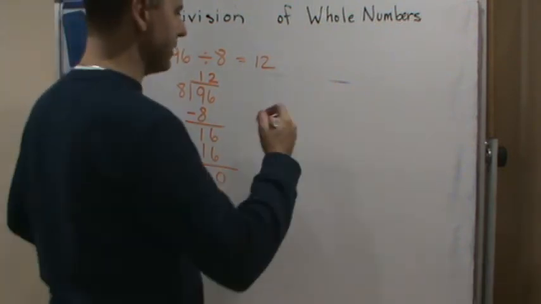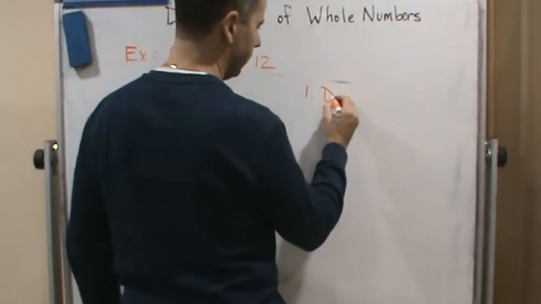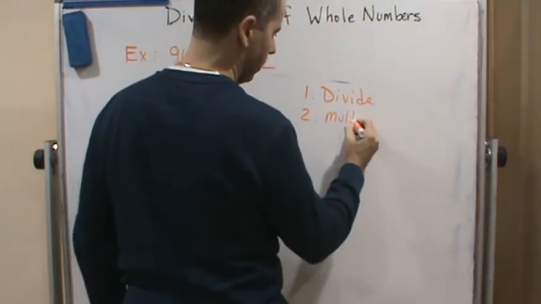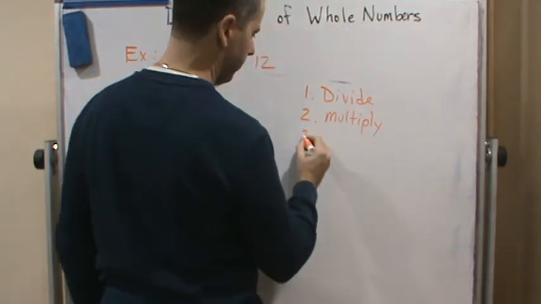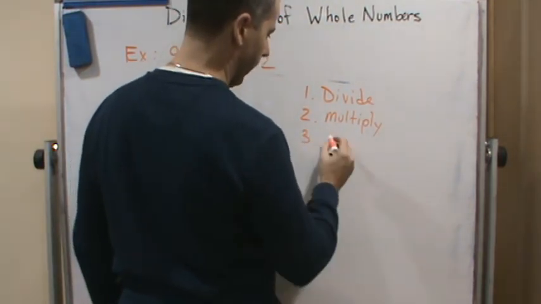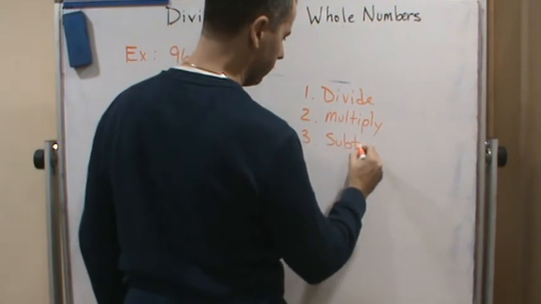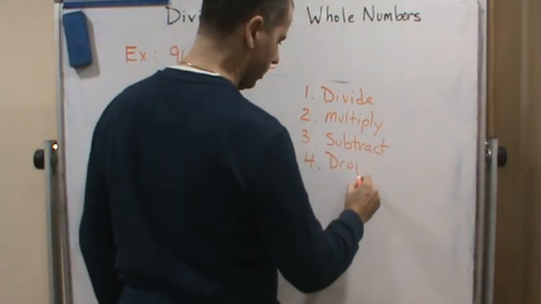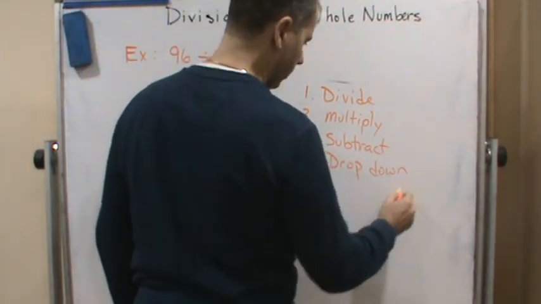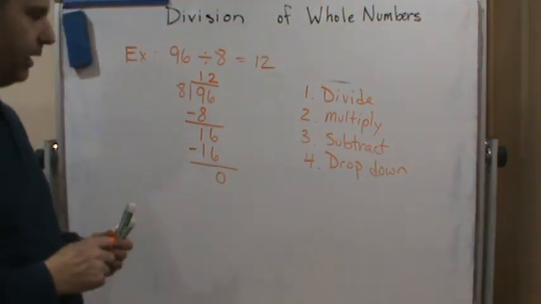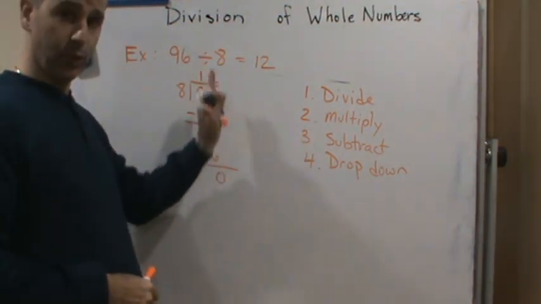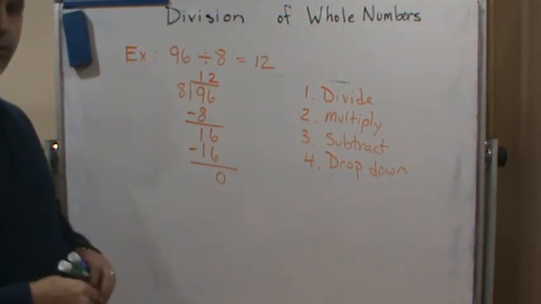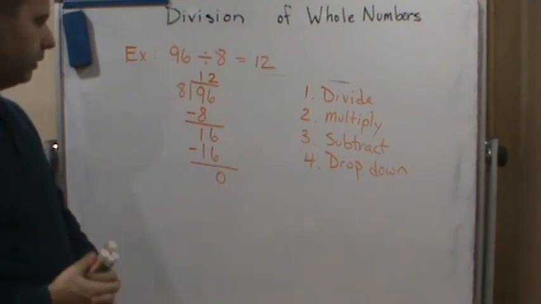So the four-step process is: 1, you divide; 2, multiply; 3, subtract; and then 4, drop down. And you repeat this process until you either get to the ones column, where you finish the ones column, or until you reach a remainder, whichever one comes first, when you're dealing with whole numbers.